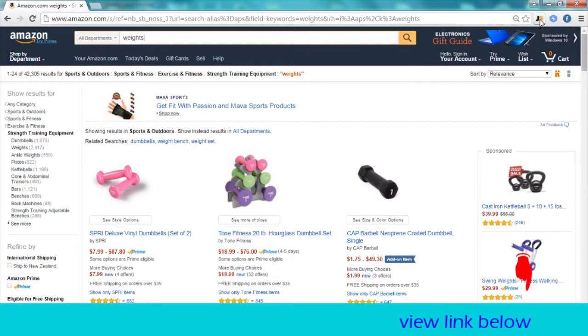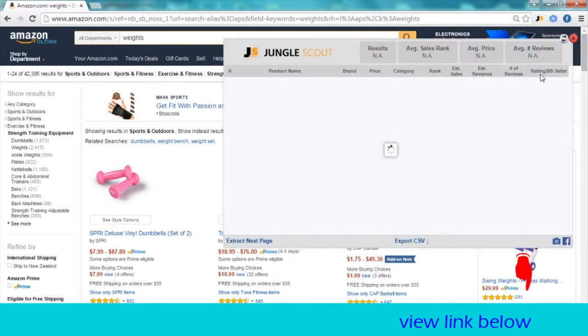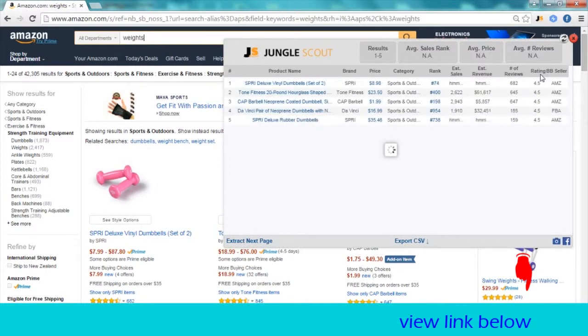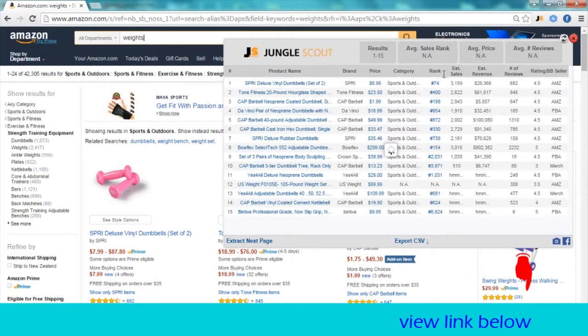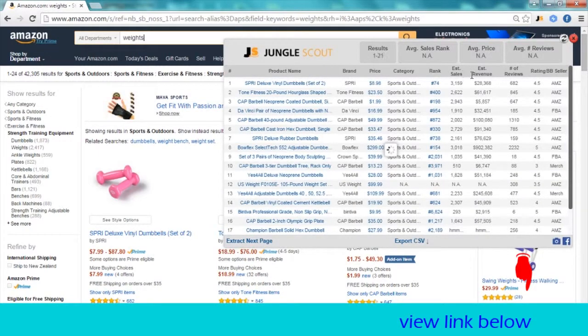So what we do is we click on this little app, and what it does is it takes everything on that page and puts it into a spreadsheet. Gives you product name, brand, price, category, rank, estimated sales, the revenue, how many reviews there are, what type of rating, and whether it's been sold by Amazon, fulfilled by Amazon, or sold by the merchant themselves.